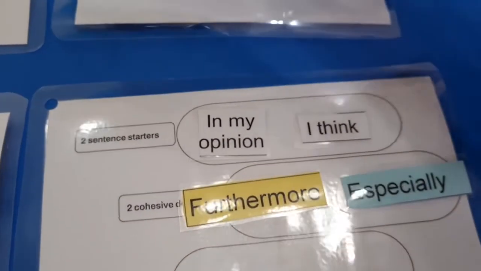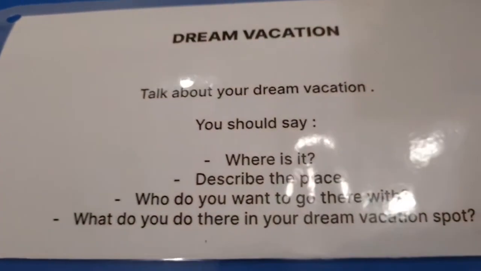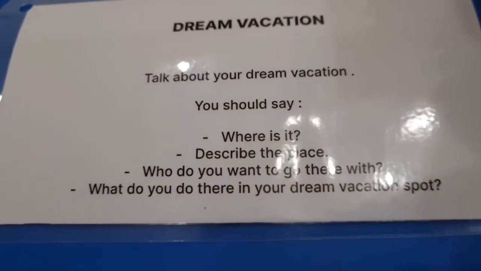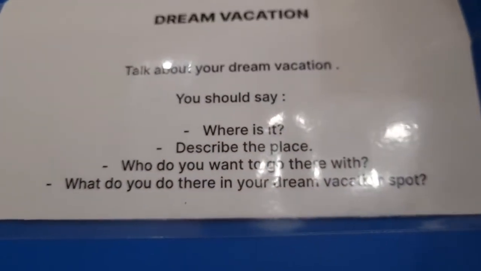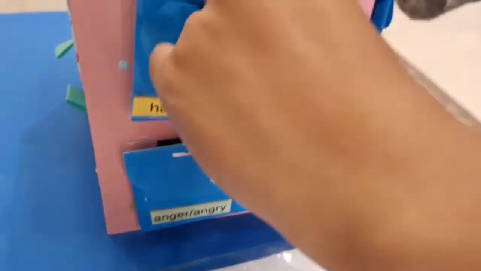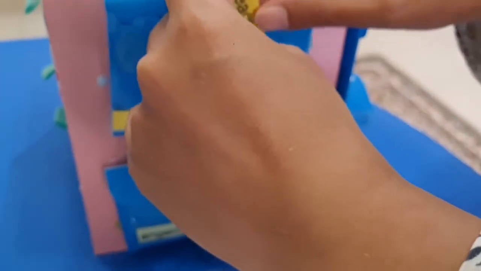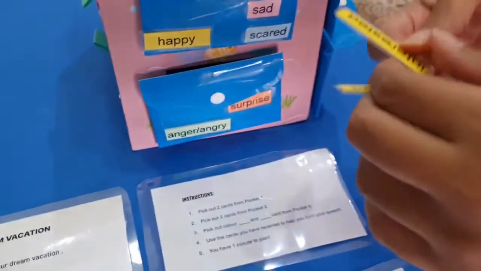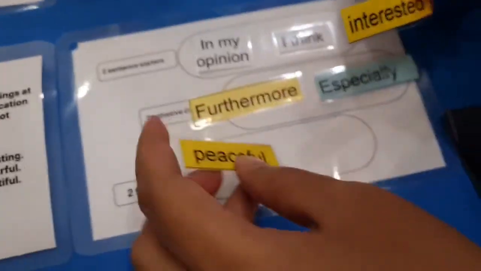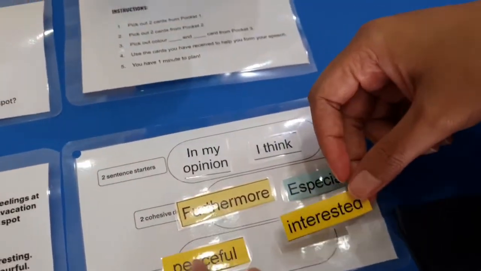So the last one is feelings. And when we talk about dream vacation, it should perhaps be happy feelings. If both are happy, it should be okay. If you want to mix 1 happy and then 1 surprise, it should be okay as well. It depends on the teacher, because we know the students' progress best.